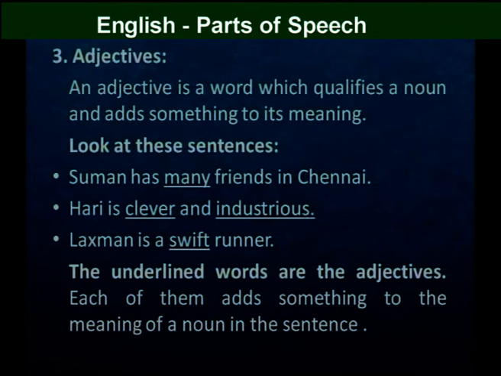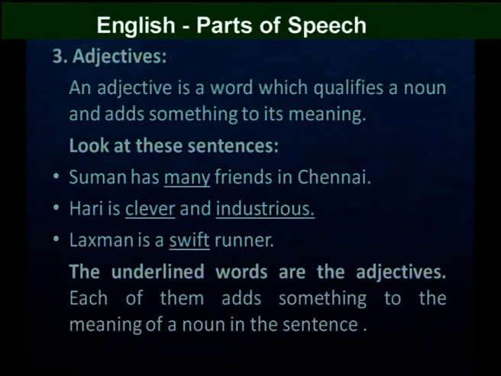An adjective is a word which qualifies a noun. That means it adds something to the meaning of a noun. Let us see some sentences. For instance, Suman has many friends in Chennai. Who has friends? Suman. Suman has many friends. The word many is underlined over there. Many friends. How many friends? Many friends.